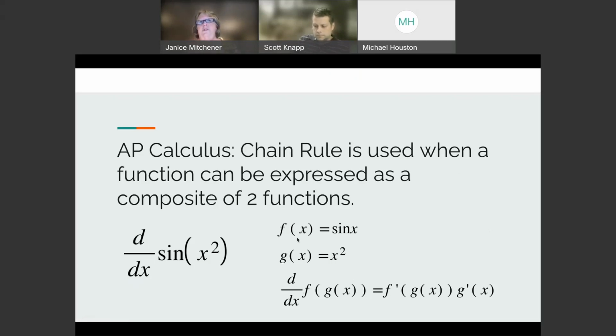And then, of course, u-substitution is undoing the chain rule. So we have that being there as well. Okay.